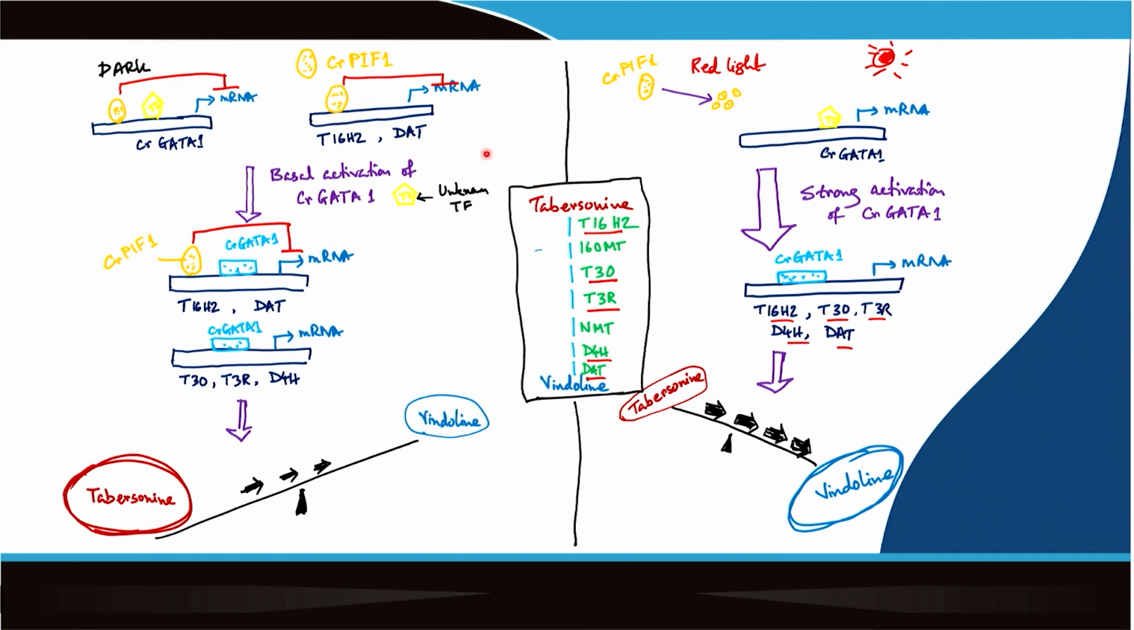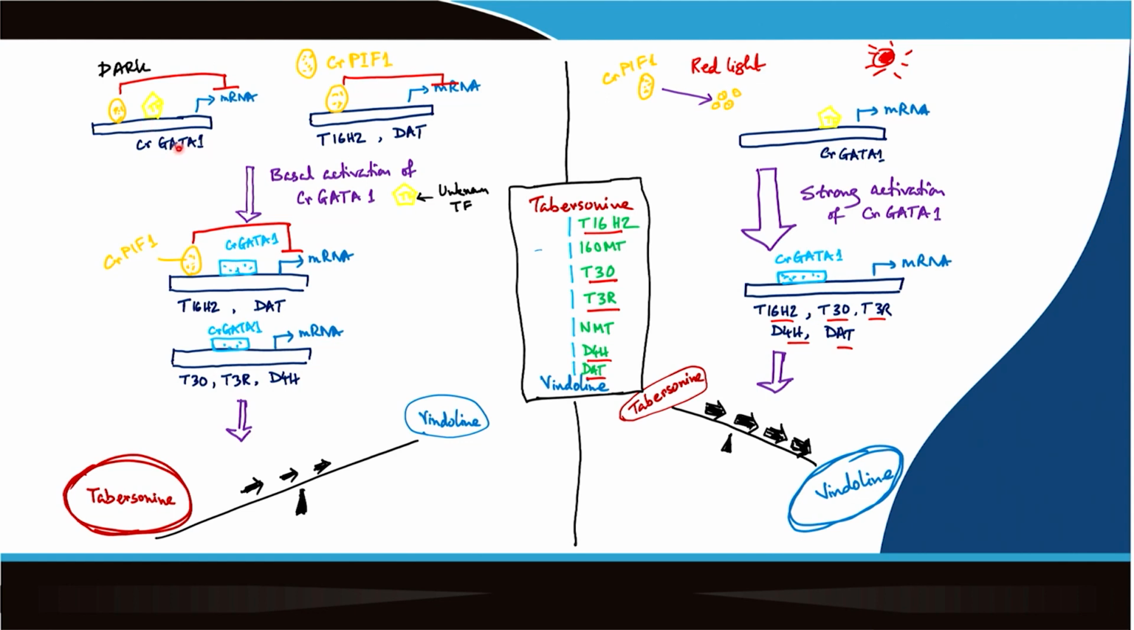On the left side, what we see is that CrPIF1 is likely to accumulate in the dark, because this is the dark, and it represses the expression of CrGATA1. So, it represses the expression as well as T16H2 and DAT by binding to their promoter. So, it is basically binding to their promoter site, thus not allowing the RNA polymerase to bind for starting the transcription.